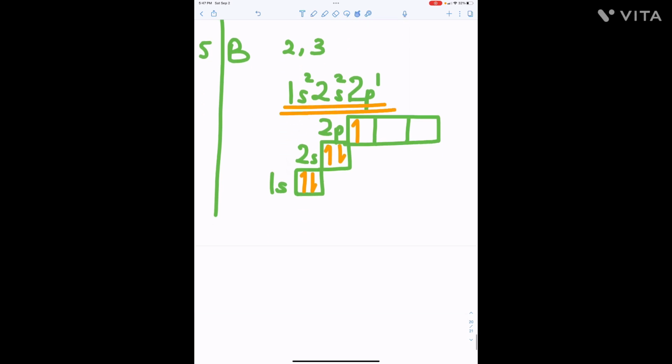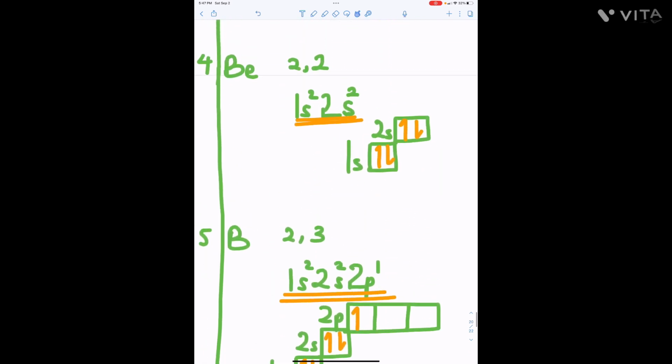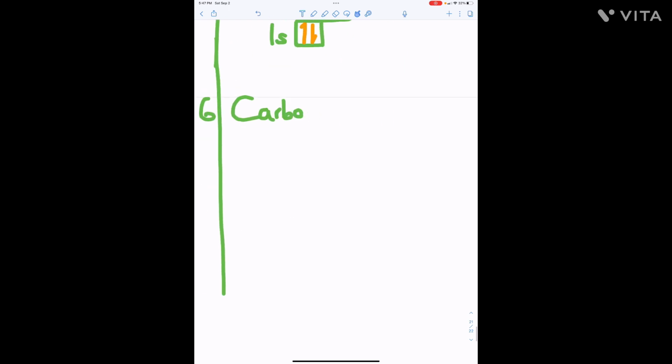Let's go to carbon. Carbon is number 6. Okay, I've not been writing in full. For carbon, let's just write C. So the shell configuration of the electrons in an atom of carbon is 2, 4.